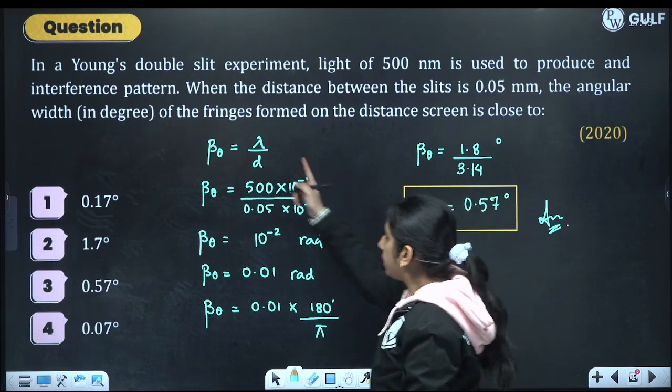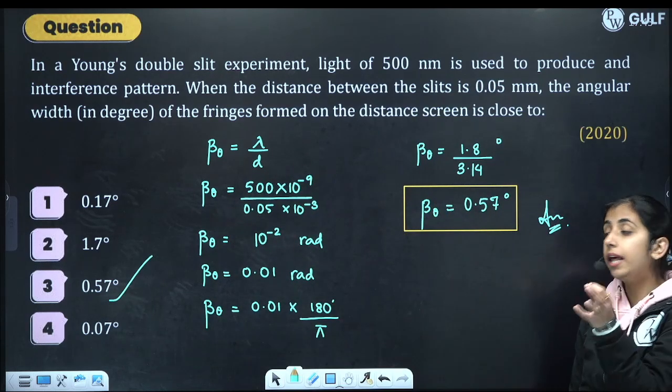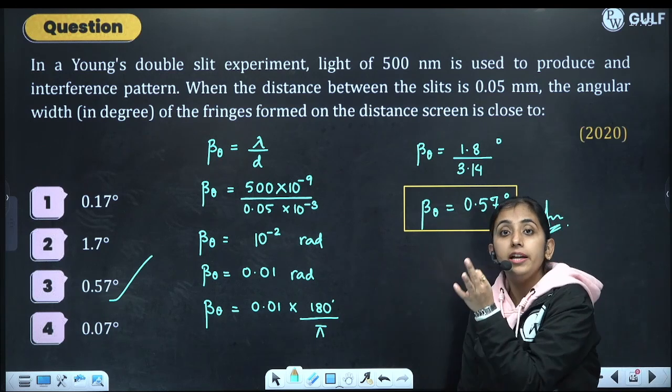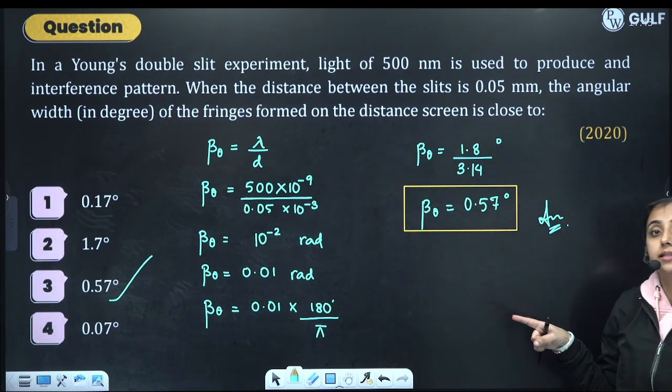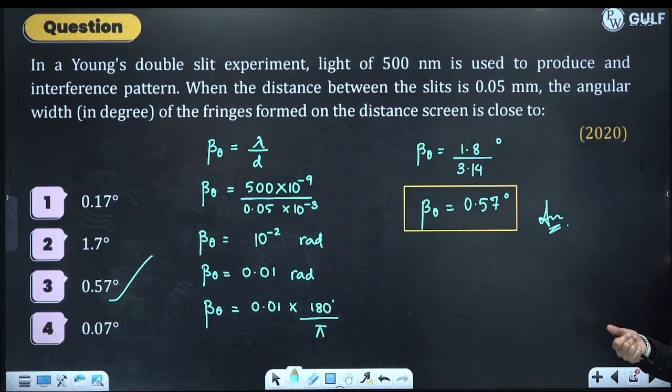Watch it carefully. Lambda by d, both are lengths, so the angle will come in radians. They have given the options in degrees, so you have to convert it into degrees. Okay, so 0.57 degrees will be the answer.